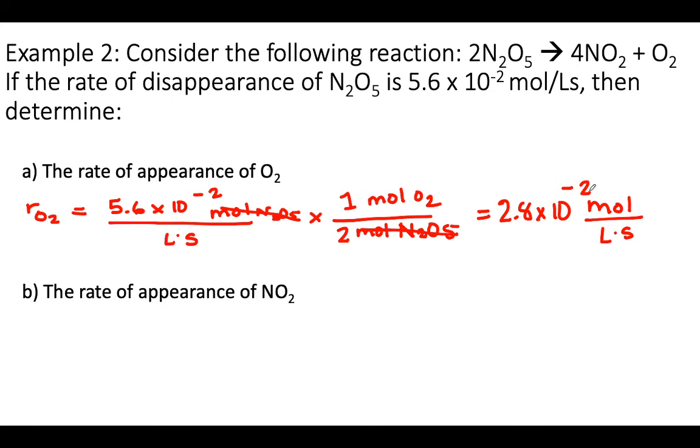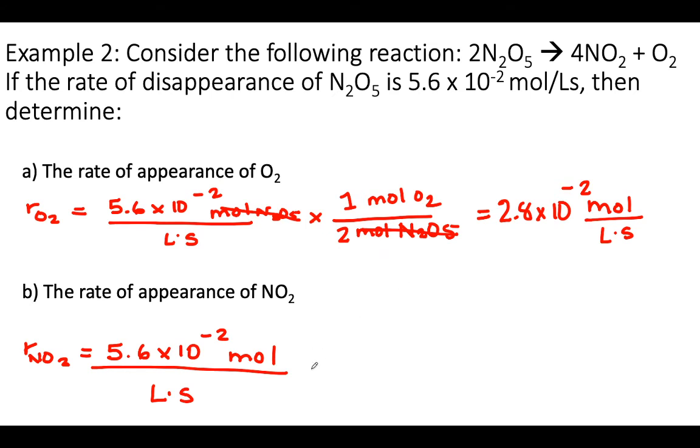All right, let's do another problem. In this case, I'm looking for the appearance of NO2. So rate of NO2 is equal to, I do the exact same thing. I start off with the value that I'm given in the question, 5.6 times 10 to the negative 2 moles divided by liter times second, times, I'm doing the same thing here. When I'm saying moles, I mean N2O5. I need to change that into moles of NO2.